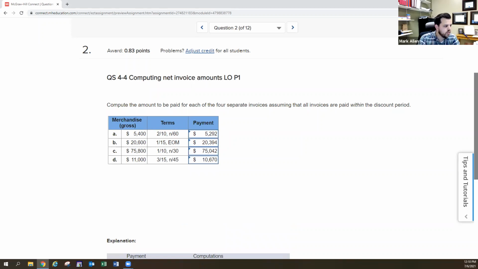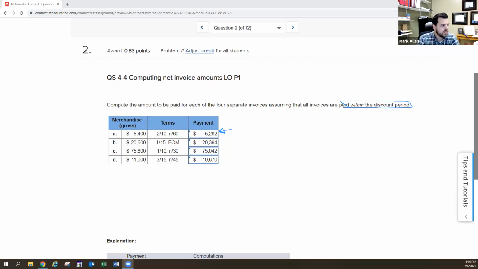So here with number 2, this is where we start getting into those terms that I was talking about with those sales discounts. So in this case, we are computing the amount paid, assuming all these invoices are paid within the discount period. Now, truthfully, this works the same way if I'm the buyer or the seller as far as this computation right here, right? If I'm the buyer, then I will pay this amount. If I'm the seller, I will receive this amount, right? But that's kind of the idea that we have.